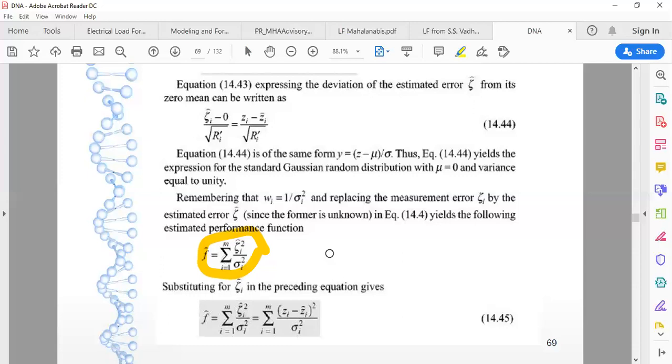So over here the performance index function is represented by the sum of zeta I square divided by sigma I square. How can we derive this? As simple as this, it is Wi into zeta I square. Okay, in place of Wi, we have substituted 1 by sigma I square.